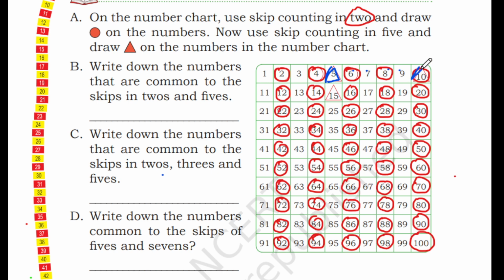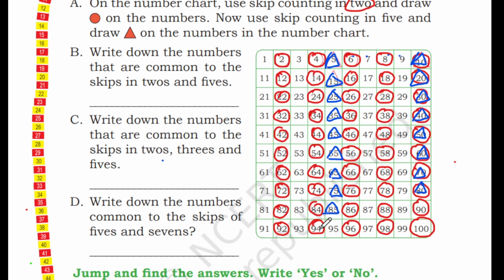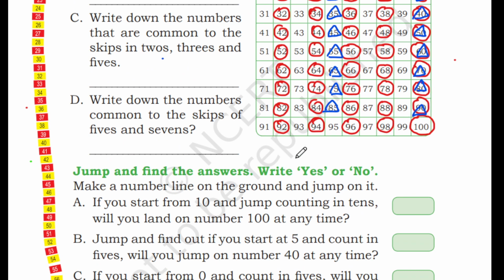5, 10, 15, 20, 25, and then 30, 35, 40, 45, 50, 55, and then we have 60, 65, 70, 75, 80, 85, and we have 90, 95, the last one is 100.